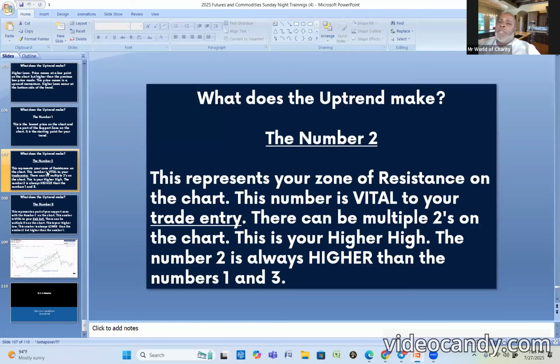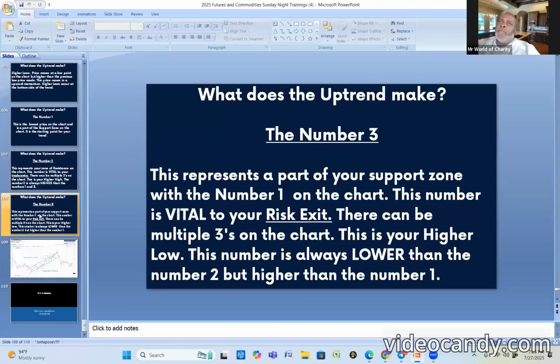But there can be multiple number 2s on the chart. And you'll see when we get into going over charts how we have multiple number 2s. And we talked about higher highs and higher lows. So multiple 2s can be on the chart. This will be the higher high. The number 2 is always going to be higher than the number 1 and the number 3 in a 1, 2, 3 bottom formation. It's going to always be higher. Remember that. That's something good to remember. Number 2 is going to always be higher. So your number 1 will be your support, and number 2 will be your resistance.